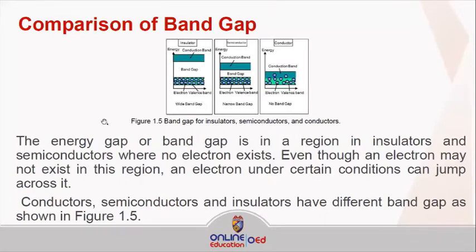The energy gap or band gap is a region in insulators and semiconductors where no electrons exist. Even though an electron may not exist in this region, an electron under certain conditions can jump across it. For example, ito nga yung mga band gap ng conductor, semiconductor, and insulator. So Figure 1.5. Later we'll have a more detailed explanation for this.